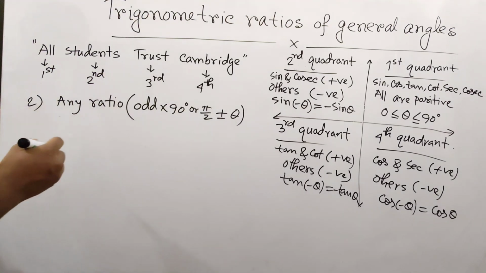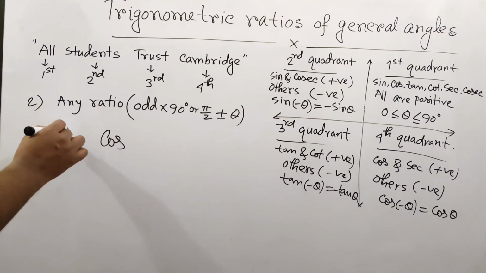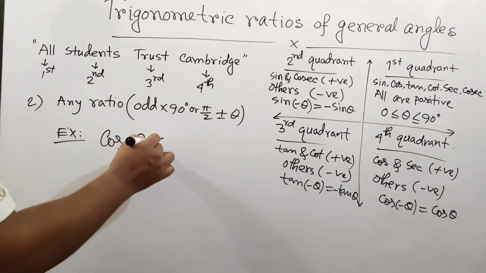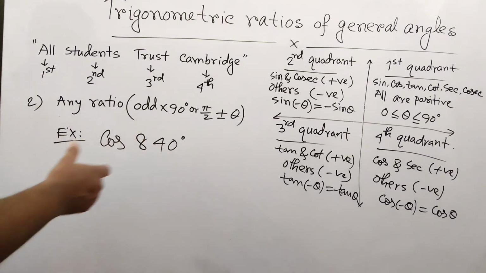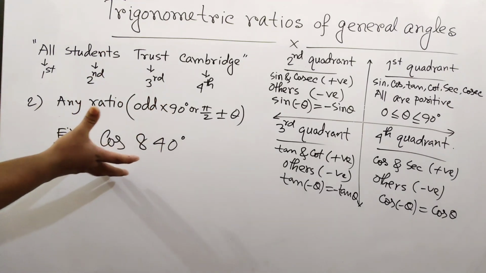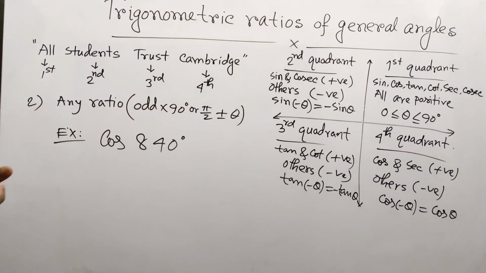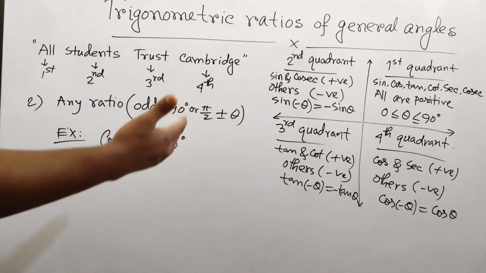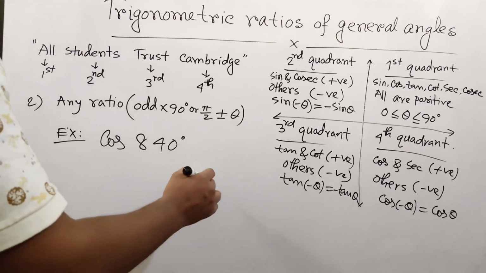Okay, let's take another example. What will be the acute angle of cos 840 degree? Suppose it is given cos 840 degree and you need to find the acute angle of this. According to the question, it could ask you to express this as a 30 or 45 or 60 or like that. So now what should we do?